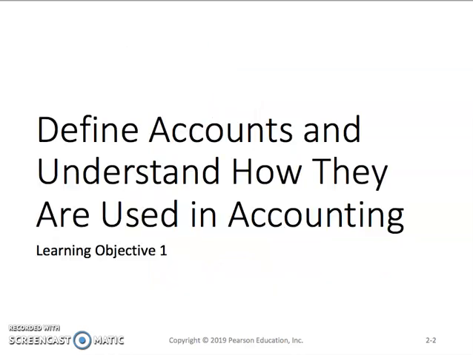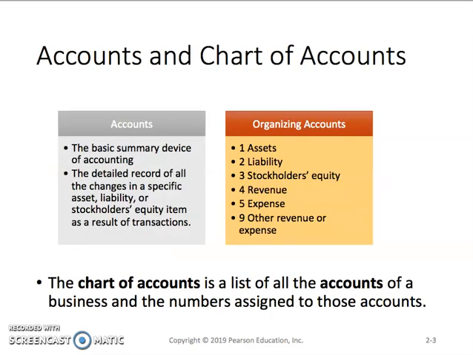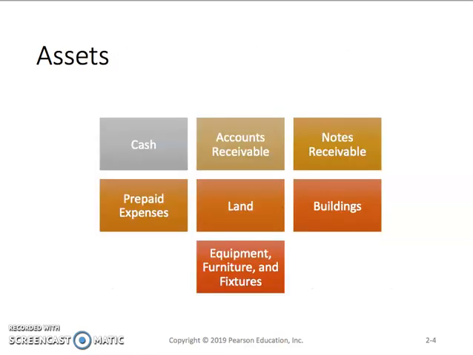Now, let's take a look at the accounts. You've got a chart of accounts. This is where you're going to reference these in MyLab. It's going to show you what accounts are in play. You've got different types of accounts: your assets, your liabilities, your stockholders' equity, revenue, expense, etc. Each one of those has the actual account names. In assets, you'll see a cash account, an accounts receivable account, notes receivable, prepaid expenses, land, buildings, equipment, etc.